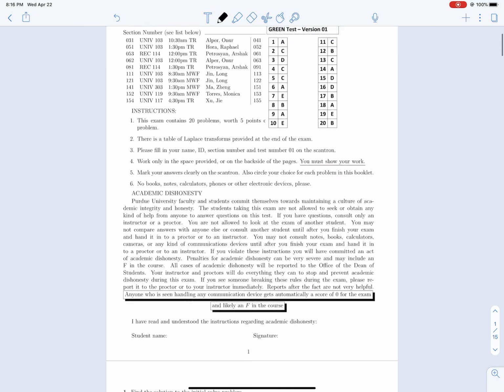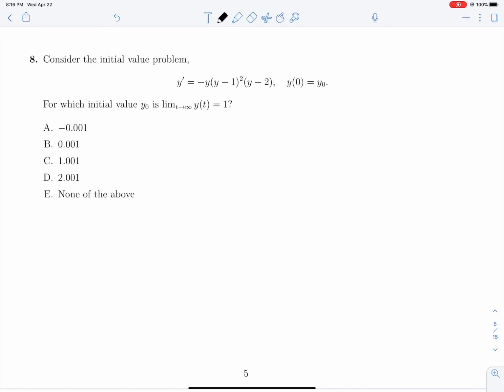So 7 is e. 8, we have an initial value problem here. We're looking for which initial value has a limit as t approaches infinity of 1. So really what this is asking us to do is make a number line. Let's put down all of the places here where y prime is equal to 0. We have 0, 1, and 2. I didn't really construct this very well. And let's see which initial value will have this property.